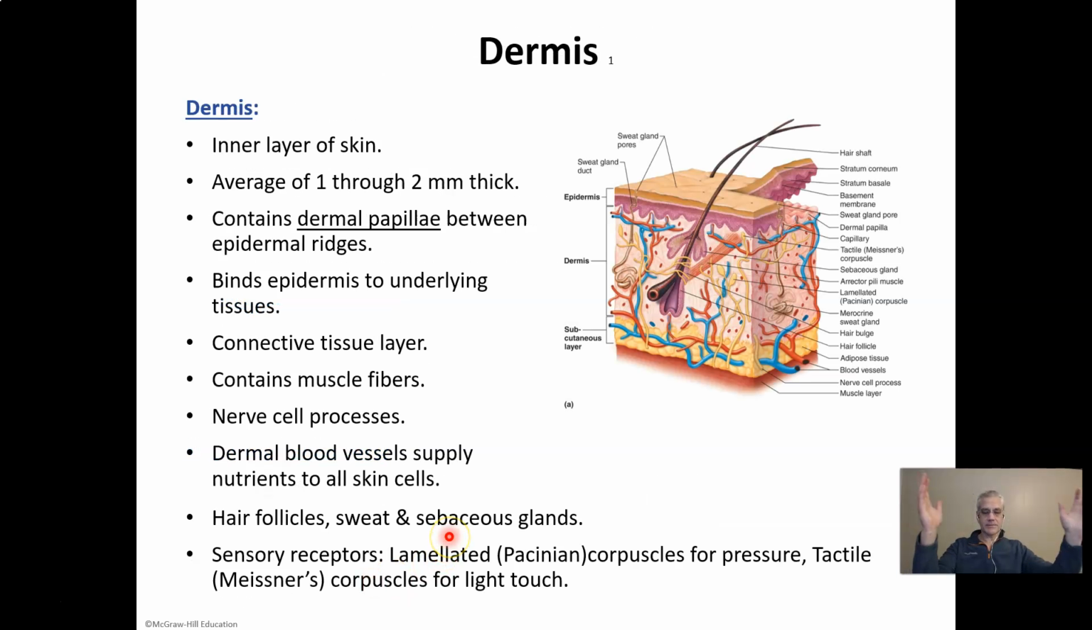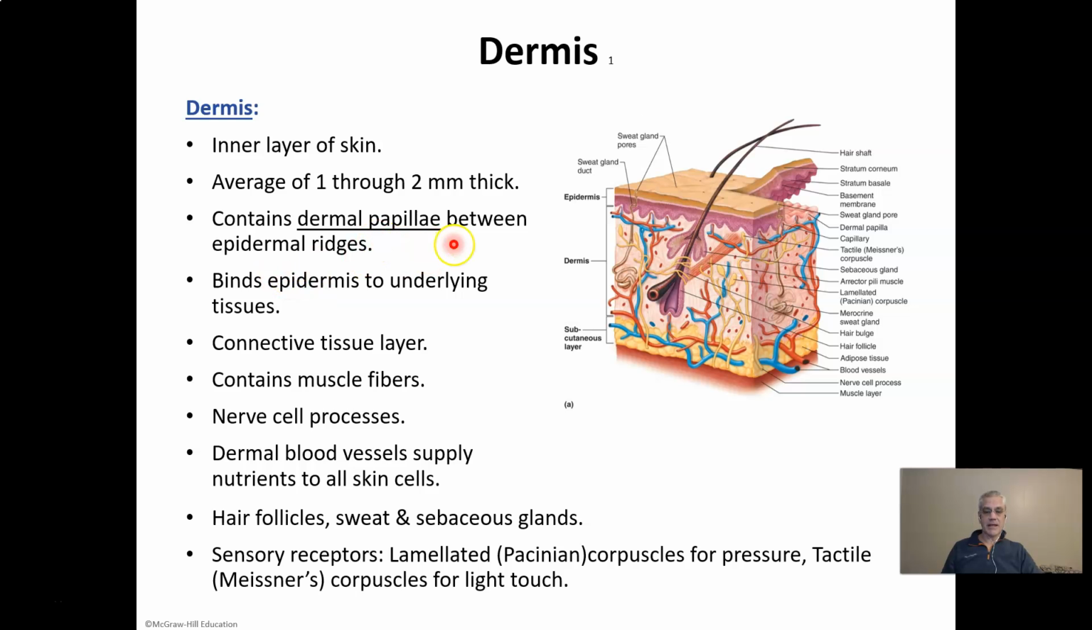All right, that's the epidermis. Now we're going to move on into the dermis. There are two layers of the dermis underneath the epidermis. The average thickness is 1 to 2 millimeters. It's not very thick. Pick up a ruler and look at how much 1 to 2 millimeters is. It's pretty thin, but it's thick enough to do the job.